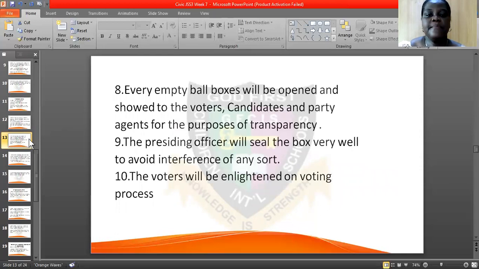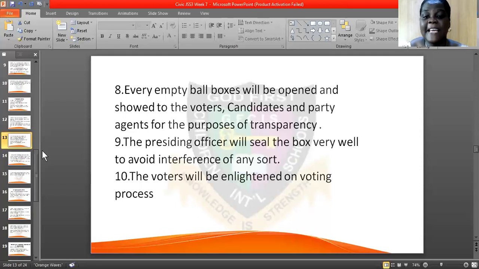And every empty ballot box will be opened so that they will be able to see that there is nothing inside it. And this is what we are talking about, transparency, where they will show it to the voters, to the candidates, and to all the party agents around there, to show that there has not been a pre-voting before the actual voting. And the presiding officer will seal the box very well to avoid interference of any sort, so that nobody will do any rigging of any sort in the course of being transparent.